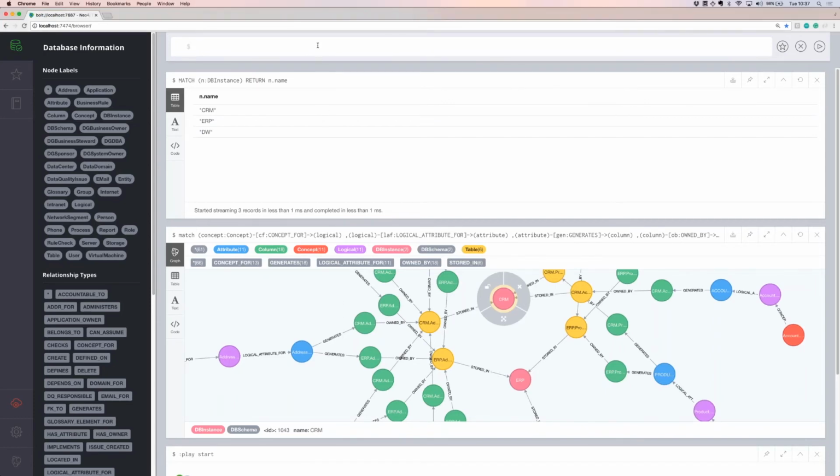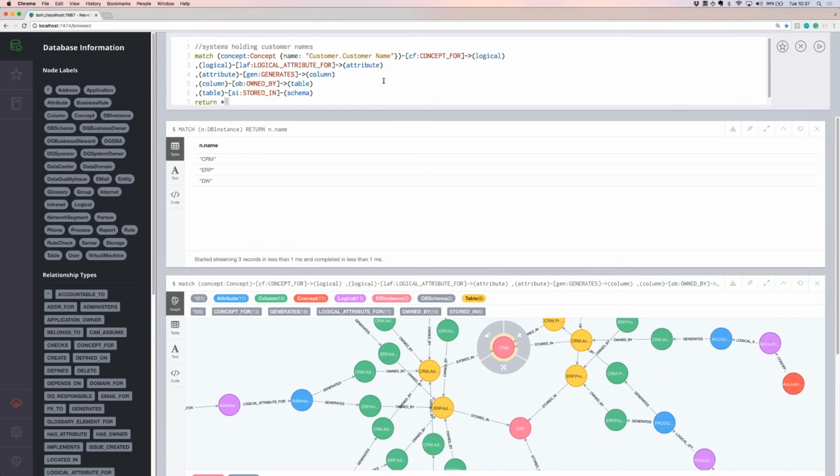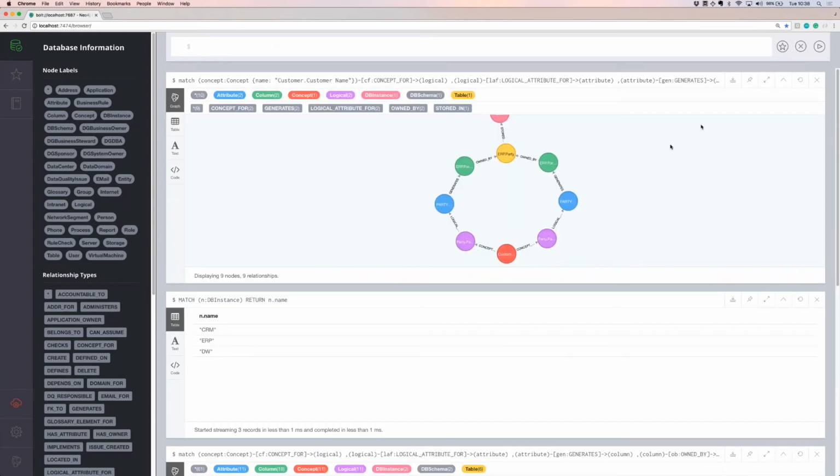Or, probably more interesting, we want to know all the systems that are holding some customer names. Customer name might be confidential information that we want to keep track of, so we look for a specific concept, which is customer name, and we navigate exactly the same structure of connections that I described in the previous query, and we can ask how customer name is being used in different systems.